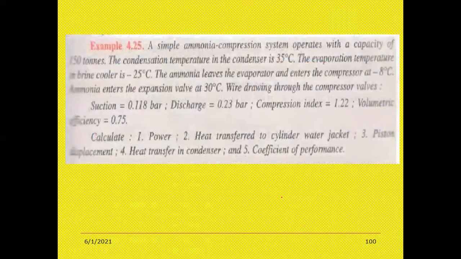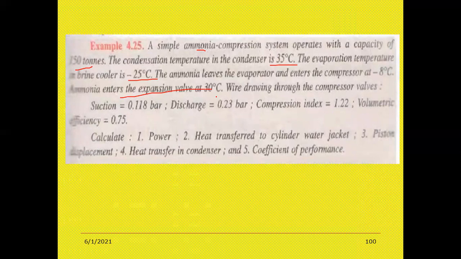Start this problem. A simple ammonia compression system, here the refrigerant is ammonia, operates with a capacity of 150 tons. The condensation temperature in the condenser is 35 degrees centigrade. The evaporation temperature in the brine cooler is minus 25. The ammonia leaves the evaporator and enters the compressor at minus 8 degrees centigrade. Ammonia enters the expansion valve at 30 degrees centigrade. Draw the diagram through the compressor valves.